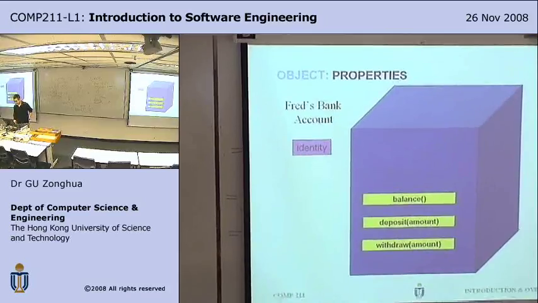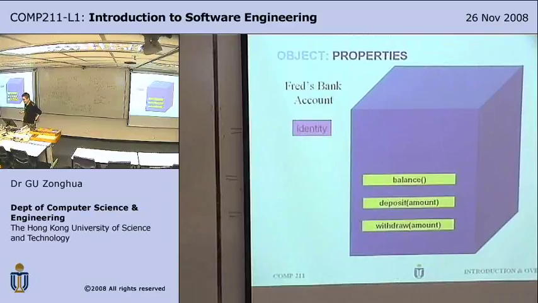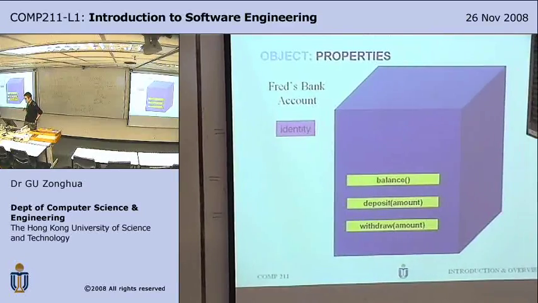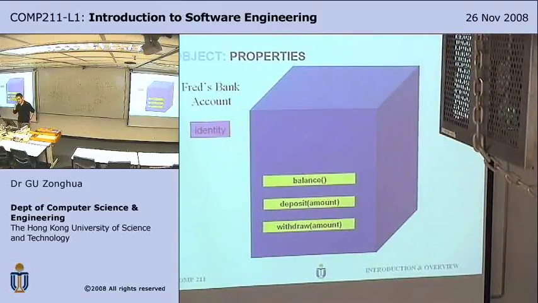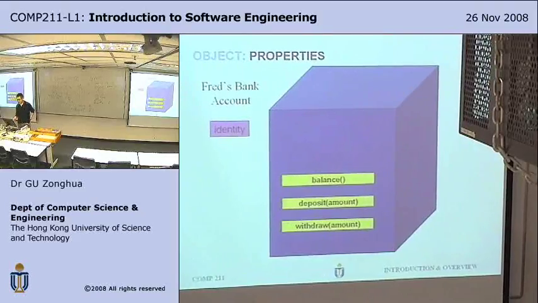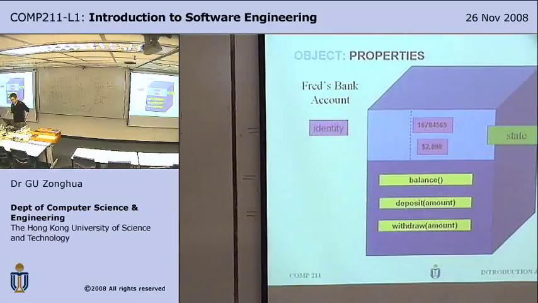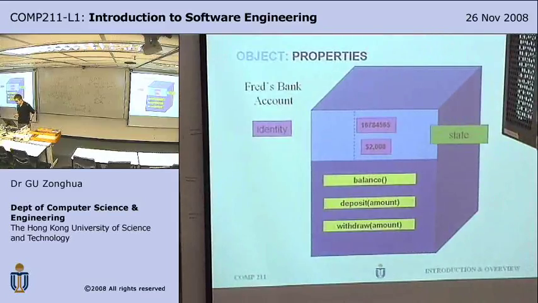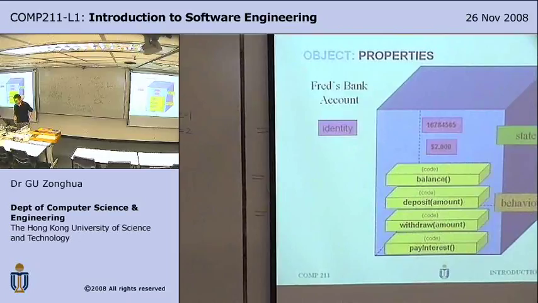So object has identity. This is the object identifier that uniquely identifies this object from every other object in the universe. Typically, it's stored internally within the object's representation in the computer. We don't need to see it. We don't model it. That's why it's drawn outside. And then it has state. State are the values of the attributes: account number and balance. And interface.